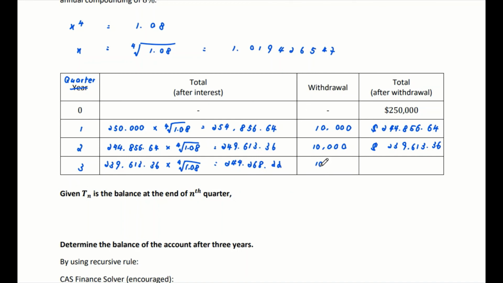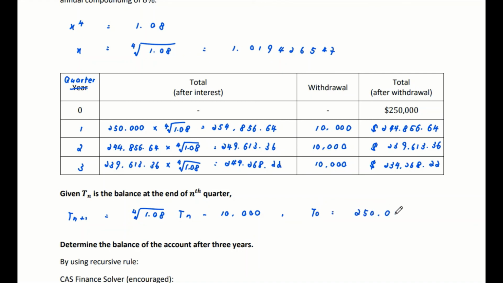Okay, then 10K, and then 234,268.22. When we write this in our recursive rule, you can see every time it's the same. You multiply by the 4th root of 1.08, then after that you withdraw 10,000. So our T(n+1) term will be equal to the 4th root of 1.08 multiplied by our Tn, minus 10,000. I hope that is not very difficult.